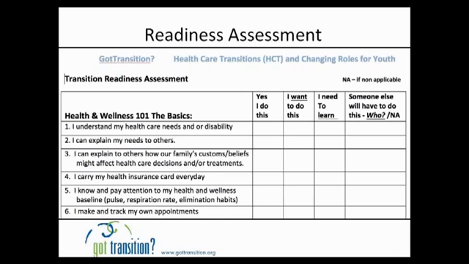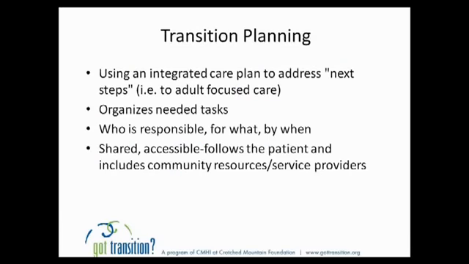So this is an example of a readiness assessment, and it's just a piece of it actually. So if you go to Got Transition online, you can see the entire readiness assessment. The most important part of this is really to think about, is this something that the young adult can do? Is it something they want to do or need to learn? And if they're unable to do it, who's going to help? And thinking through that is really important. Next slide, please.